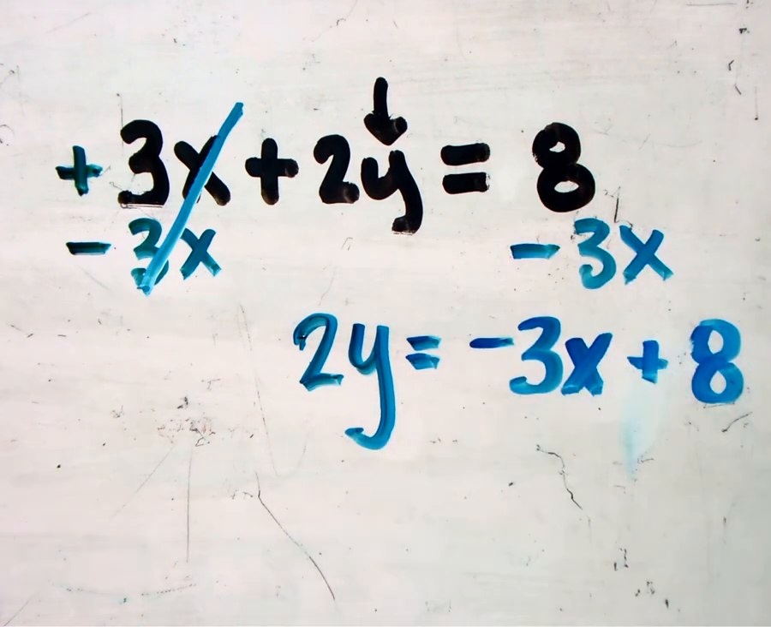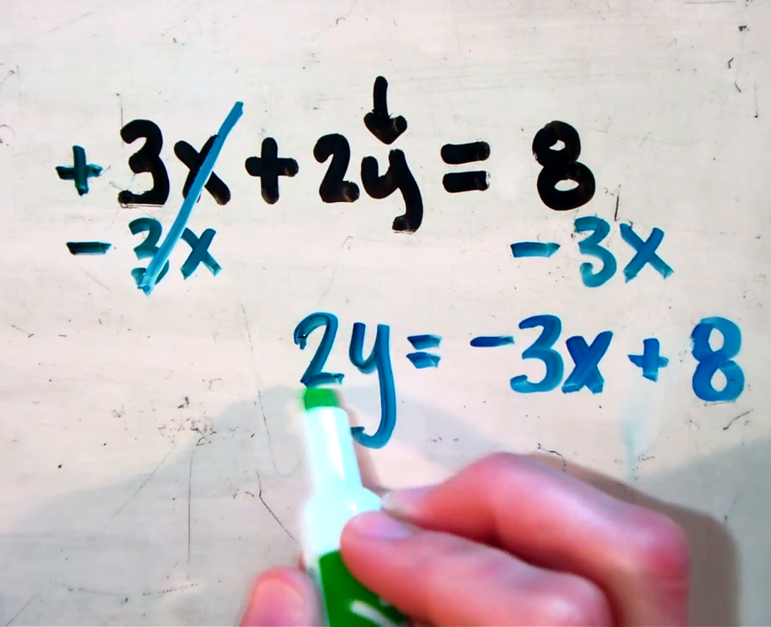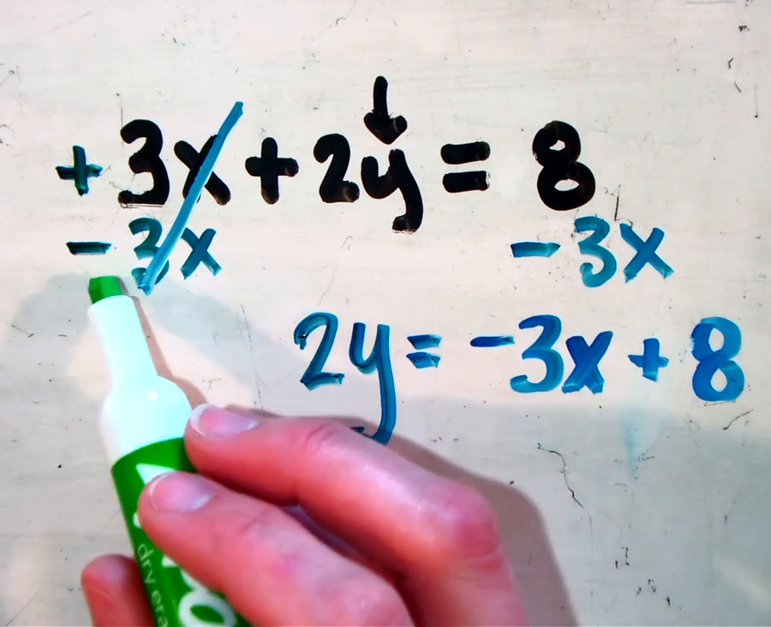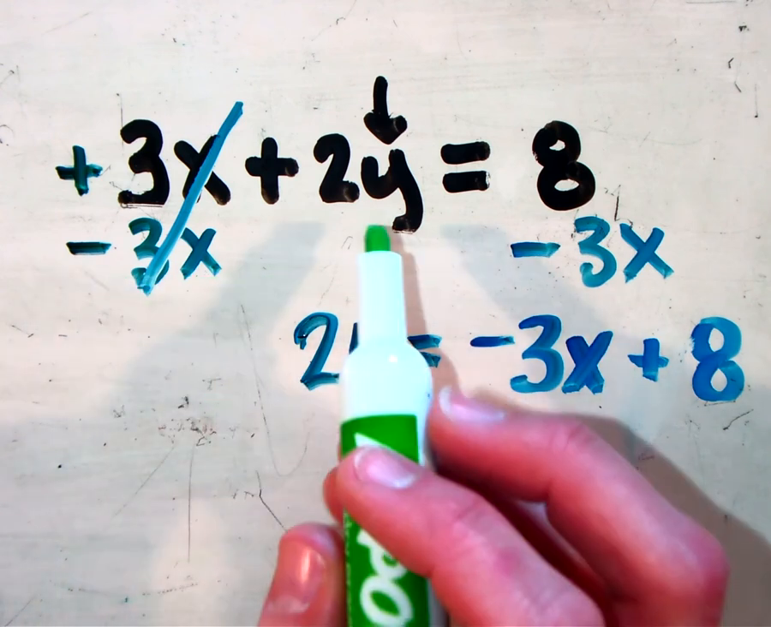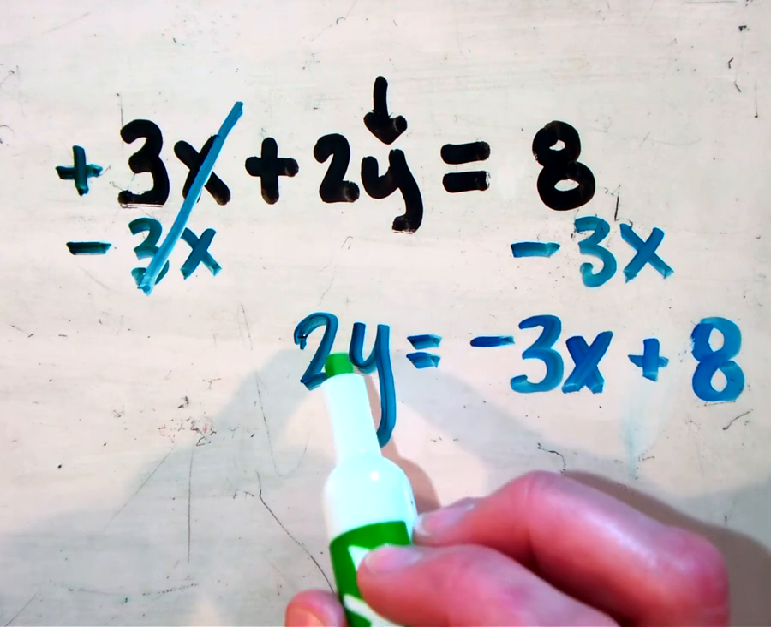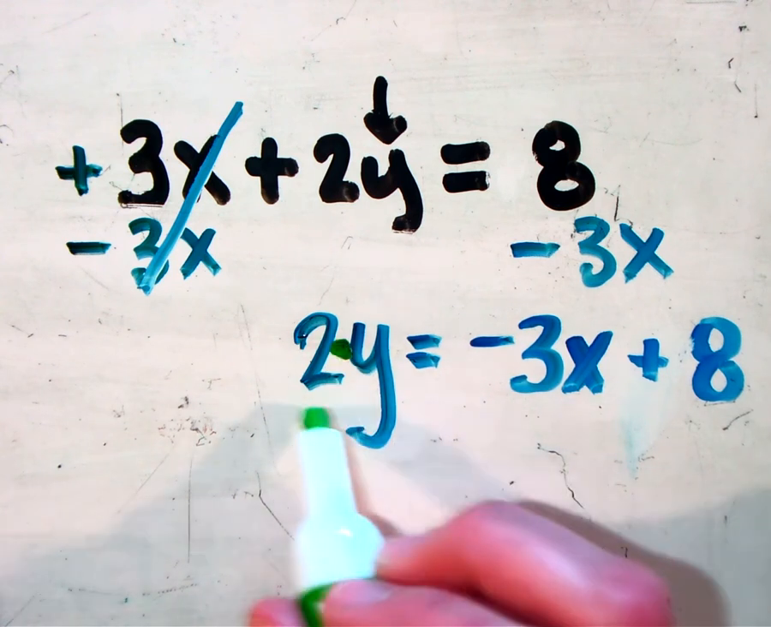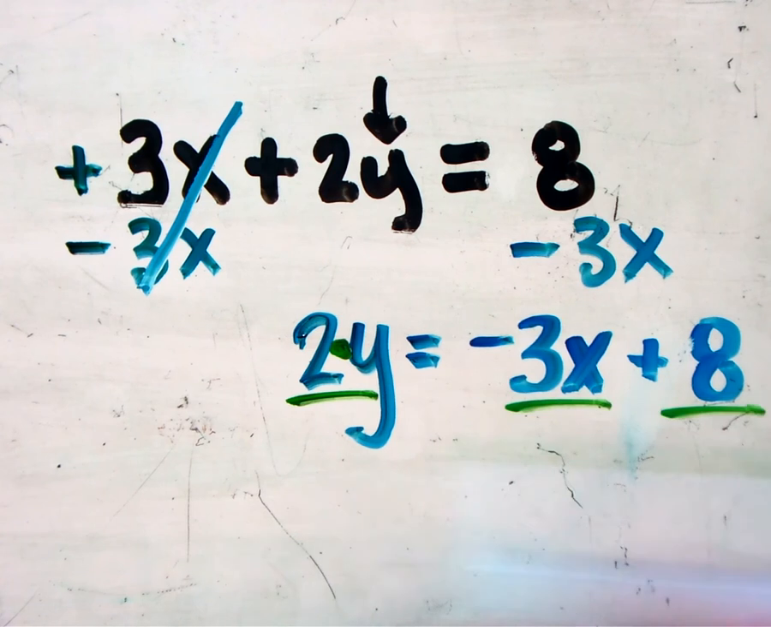Okay, one more step. The last step to get this ready and for it to be in slope-intercept form is I have to get rid of this 2. A lot of times we think we have to subtract the 2 because we subtracted the 3x. That's not the case, because what's happening here is I'm getting rid of the fact that the 2 is being multiplied to the y. So I'm going to divide every number by 2.